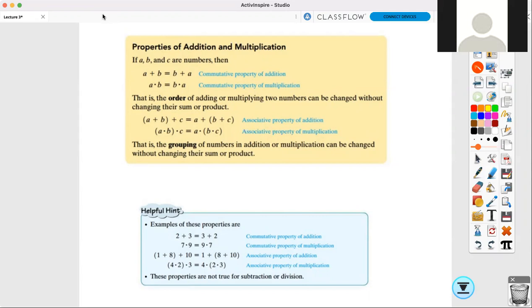Does anyone need more time to set up the properties in the helpful hint? Yes. All right, let me go ahead and add 2 more minutes on there, and then I'll start talking about it.